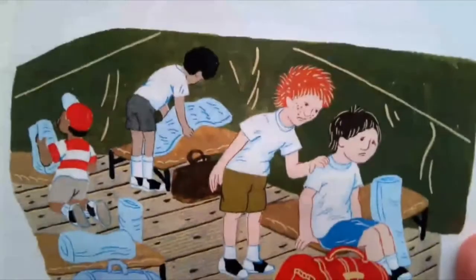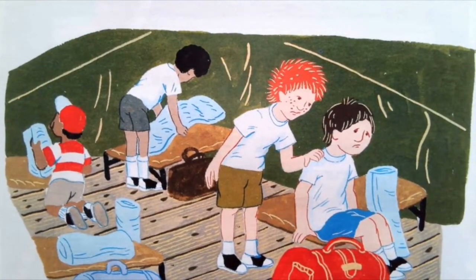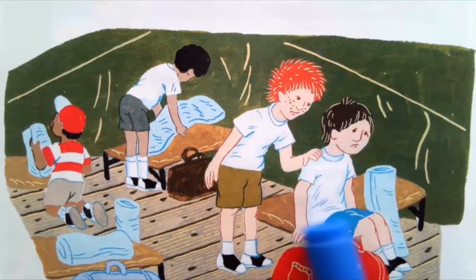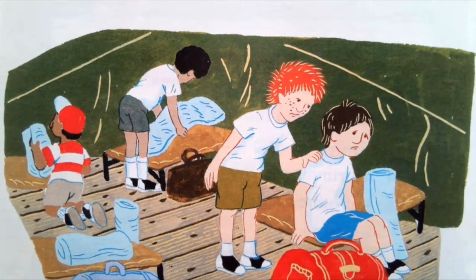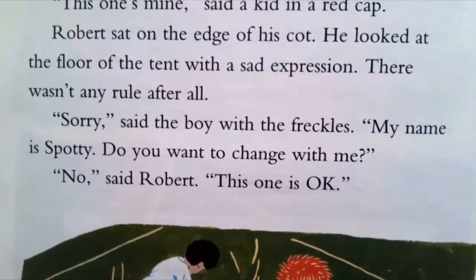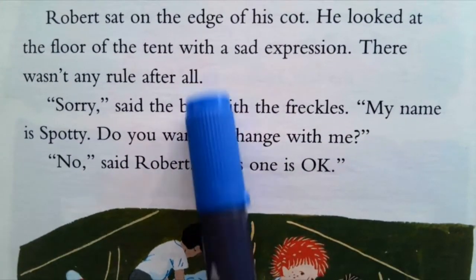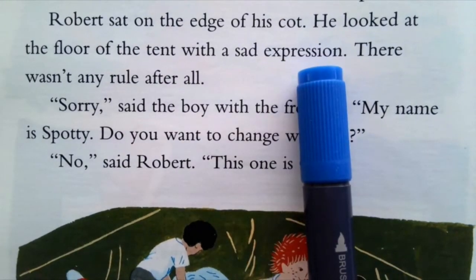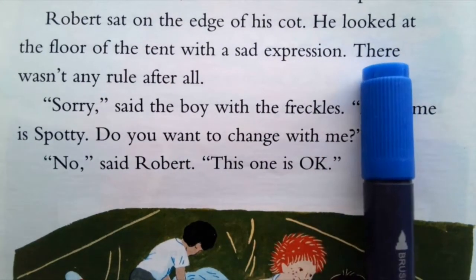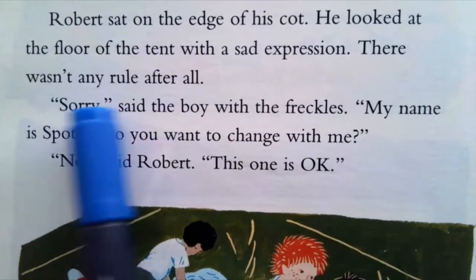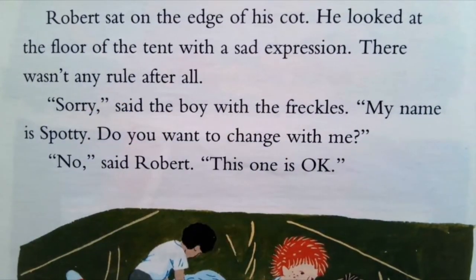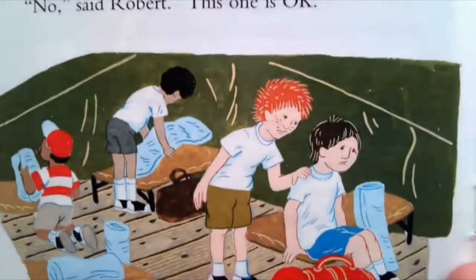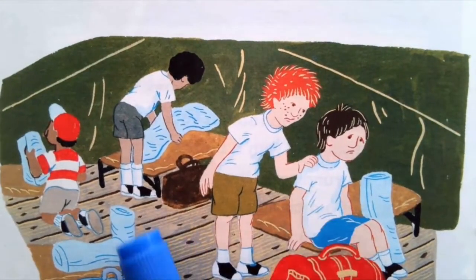So, do we have more evidence that Robert is worried about not knowing what to do and that he wants to know the rules? It says he has a sad expression, so he is still feeling sad or maybe worried. And then it explains why. There wasn't any rule after all. He doesn't know how he is supposed to choose which bed.